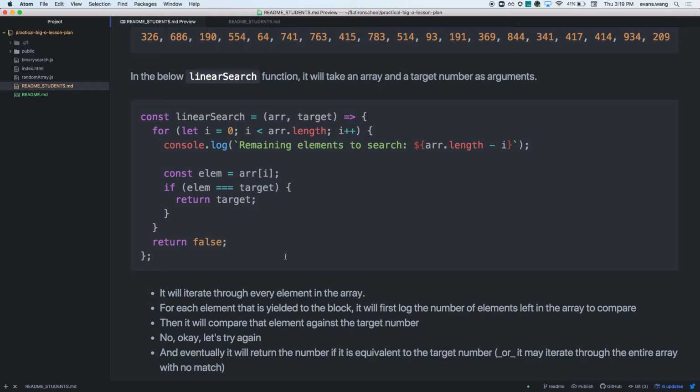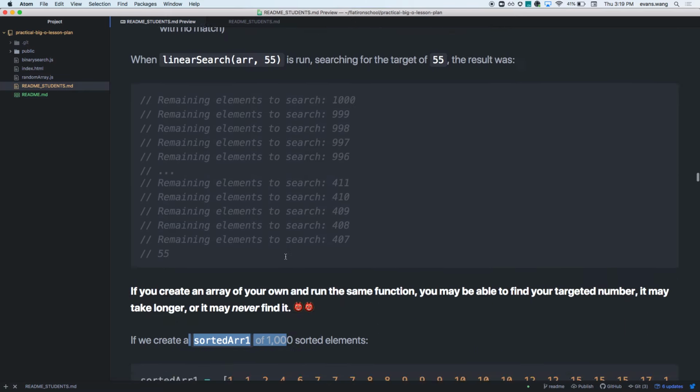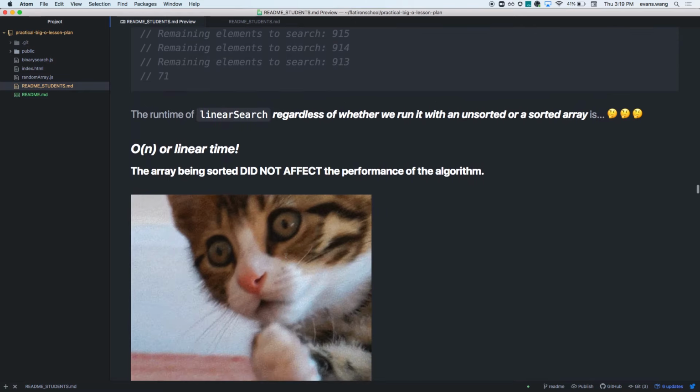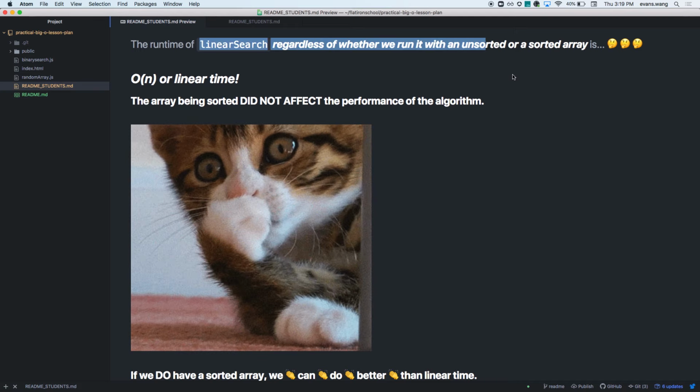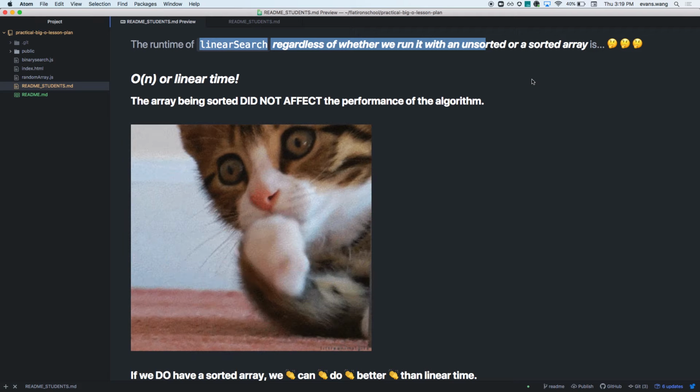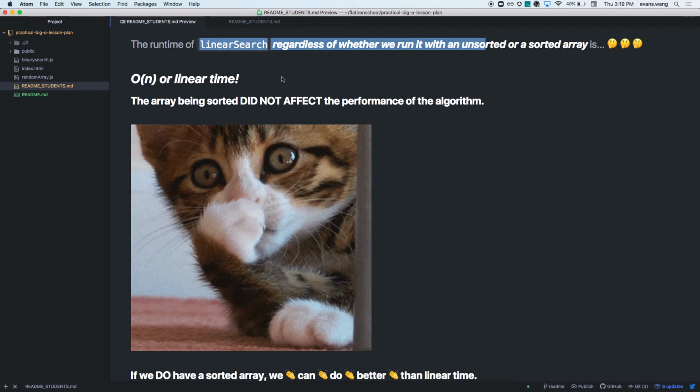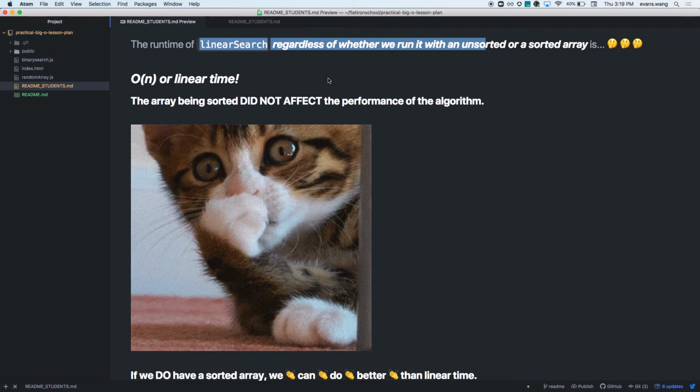Linear is O of n. It doesn't matter what the inputs are. It's just going to go through every single one. There's a one-for-one ratio of how fast it's going to work. Now, taking in mind what we talked about earlier, linear search, regardless of whether we run it with the unsorted array or a sorted array, it's just going to be linear time because of that for loop that's in there.